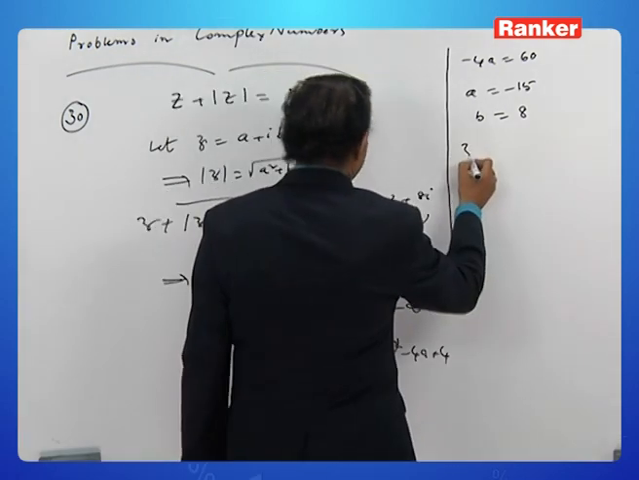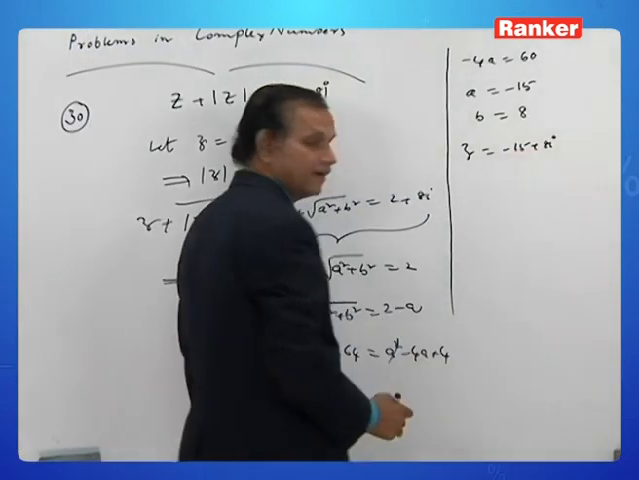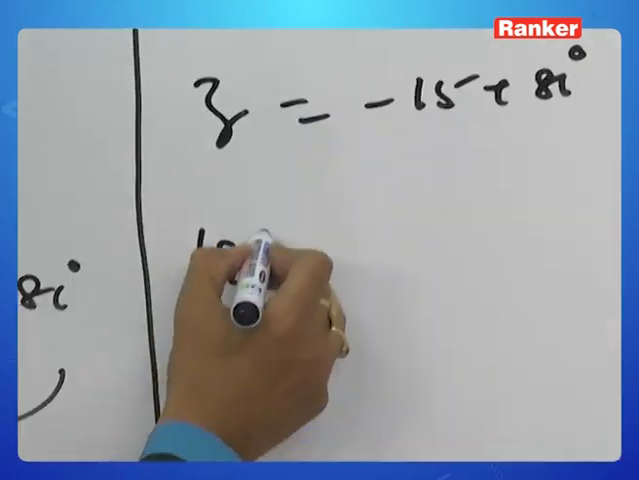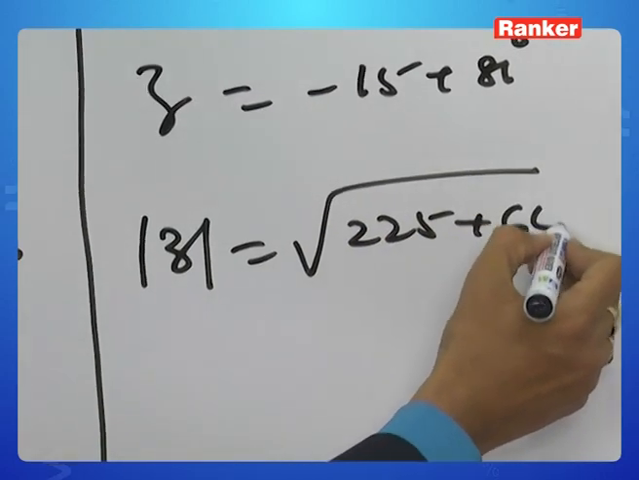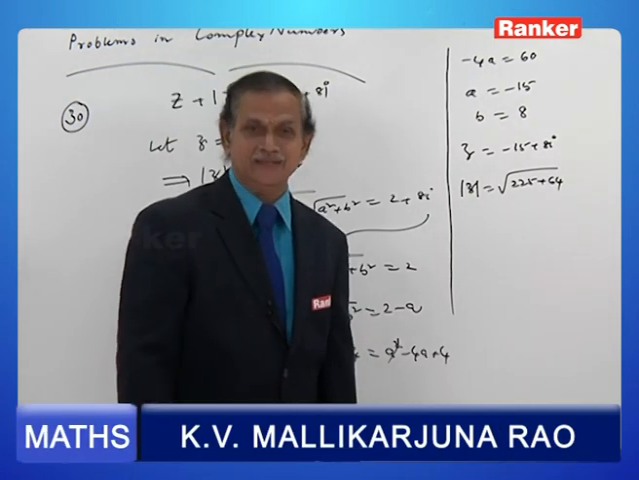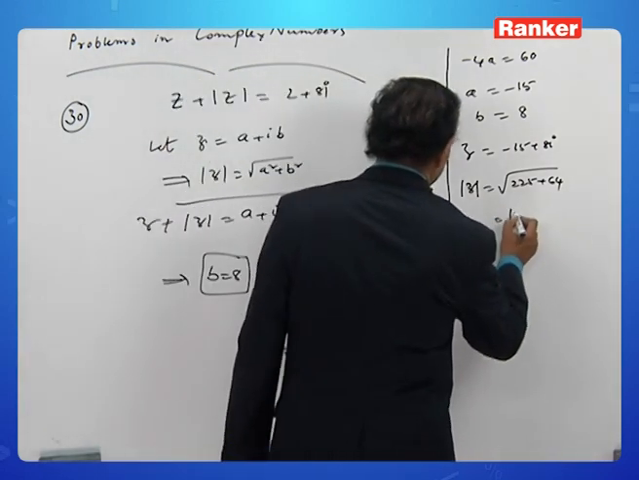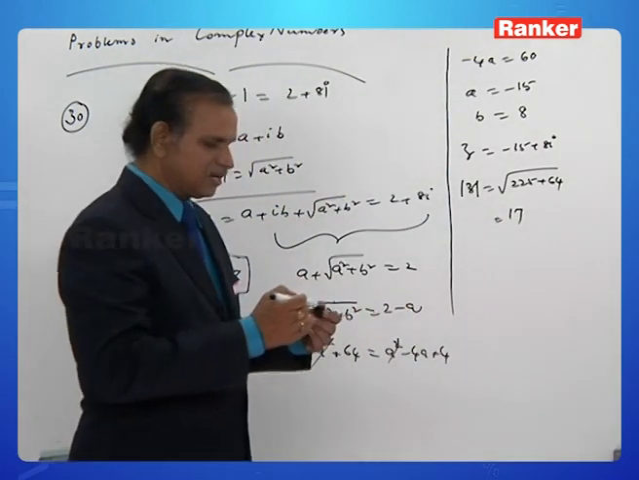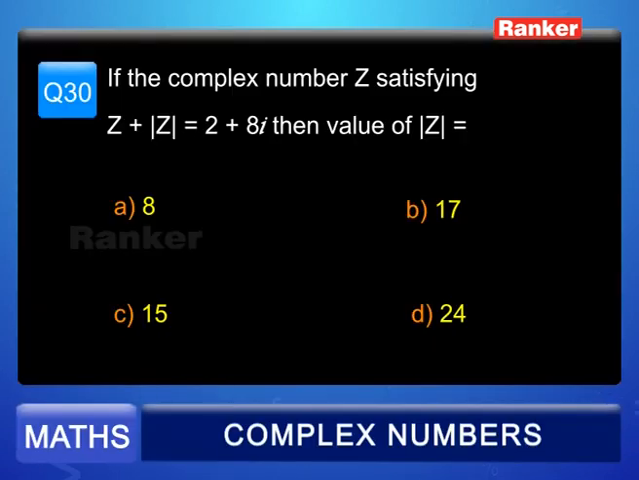Thereby, what is z? z is equal to minus 15 plus 8i. But we want mod z. Mod z is equal to root of 225 plus 64. What is 225 plus 64? 289. What is the square root of 289? It is 17. So what is mod z? The value of mod z is 17 and it is available in option B. The second option, that is option B, is the correct option and the right answer is 17.